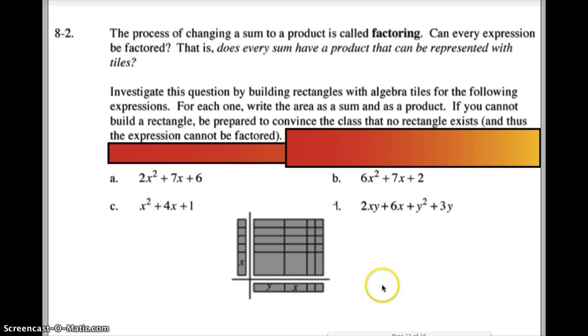So get used to building your rectangles with the bigger tiles down here in the bottom left and then your unit tiles up in the upper right. Okay? And see if you can make all those. I'll give you a little hint. You may not be able to write all those as products and sums, or you might not be able to factor all these and build a generic rectangle.